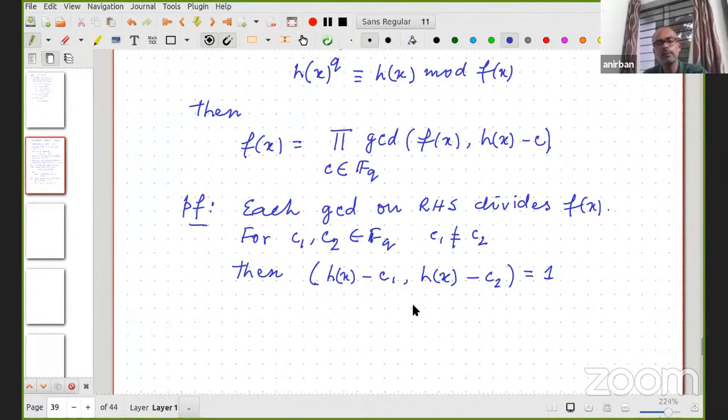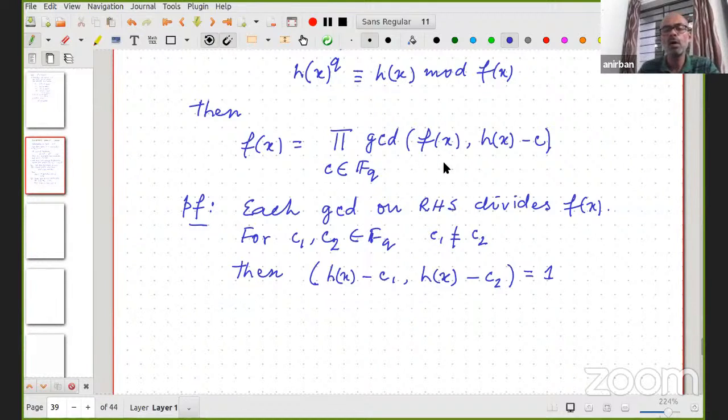That is easy to see, and of course the monicness of h is of use here. The GCD of these two divides both of them, so it divides the difference, and the difference is c1 minus c2, which is an element of the field. So the GCD can at most be an element of the field. It's not a polynomial. And since hx is a monic polynomial, that element has to be 1. So the GCD is 1.